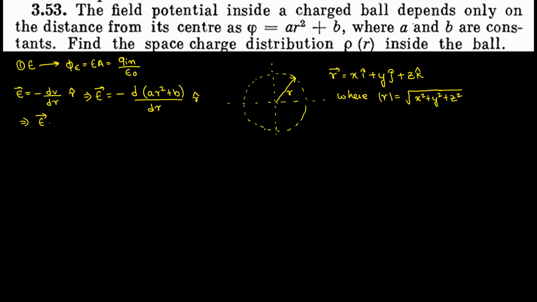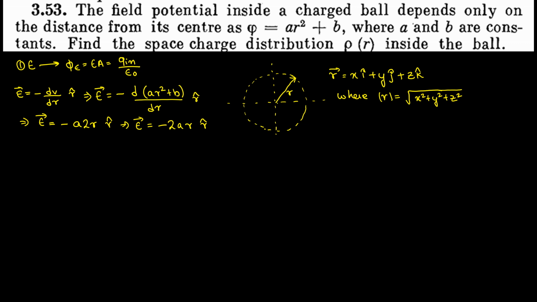Or electric field is equal to minus a into 2r into r cap, or electric field is equal to minus 2ar into r cap. Fair and fine. So we found the value of the electric field. Now what do you have to do? You have to apply Gauss law.